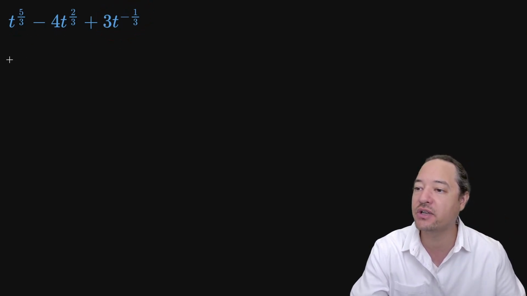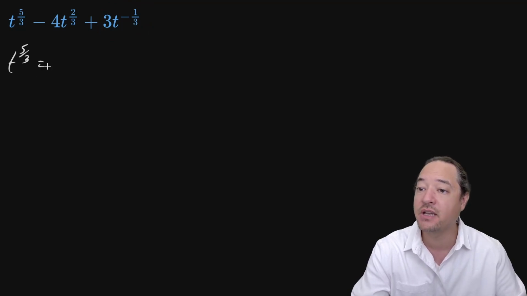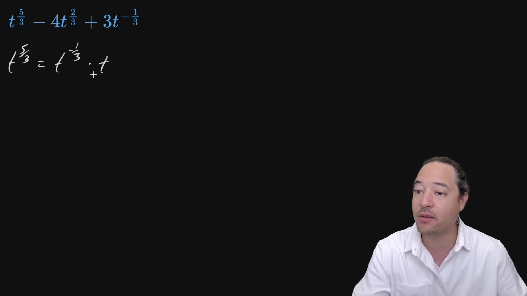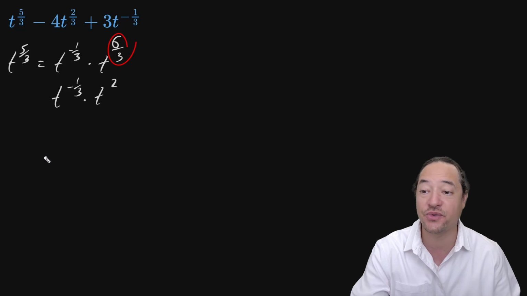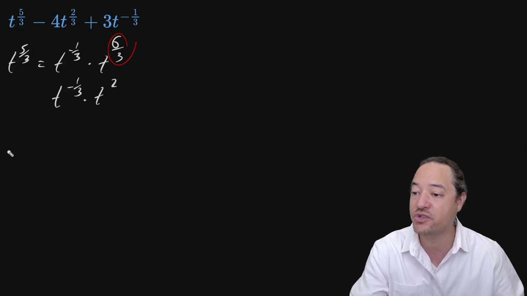But let's look at these other two, okay? So if we're looking at our t to the 5/3, and we're trying to factor a t to the -1/3 out of that, what does that give us, right? Some product of something over 3. So it's -1 plus something is going to equal 5. That must be a 6, right? So 6 minus 1 equals 5. And we can simplify this. This becomes a t to the -1/3 times t squared, right? This 6/3 is just a 2, okay? So that's what we get for our first one.